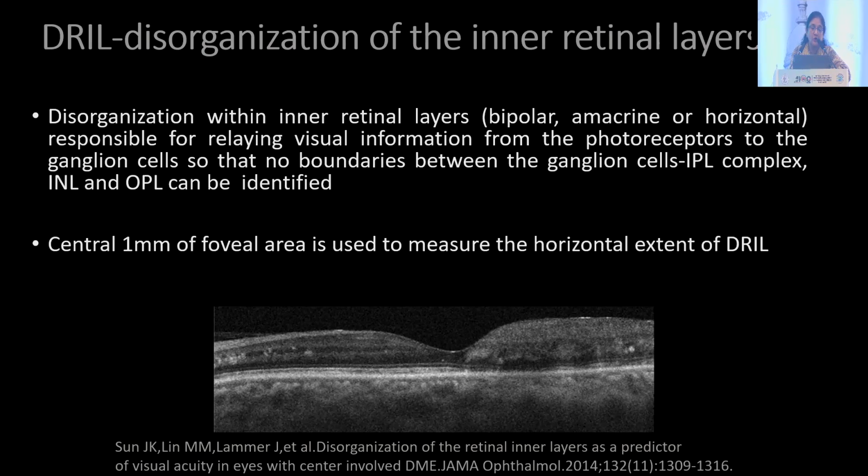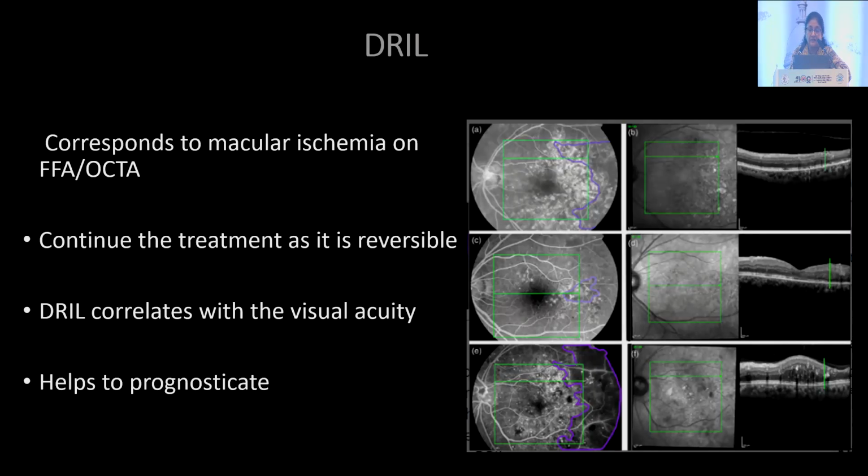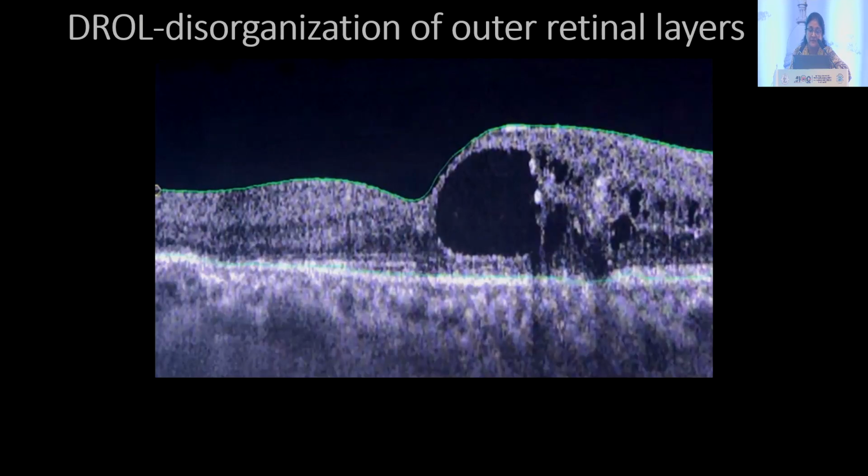There's another term called disorganization of the inner retinal layers, and this is basically to identify any kind of ischemic insult to the retina. And this is how we identify a DRIL while we are doing an OCT, and this corresponds very well to macular ischemia, which is seen on FFA and OCTA. However, what we need to understand and remember is that we have to continue the treatment as it is reversible. It correlates well with the visual acuity and also helps to prognosticate the patient.